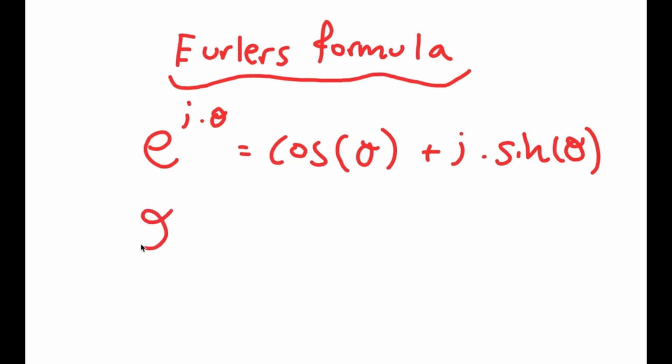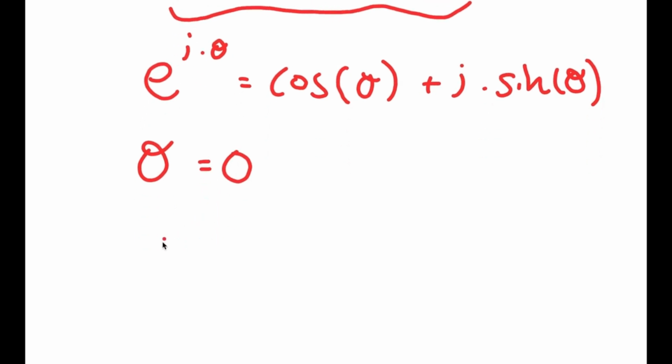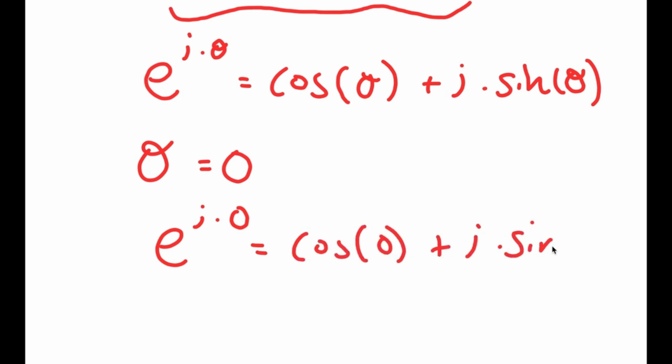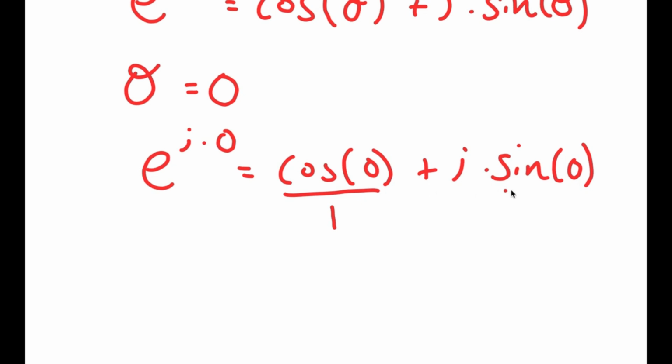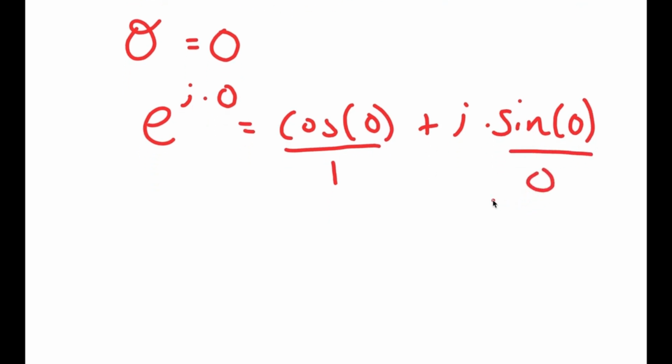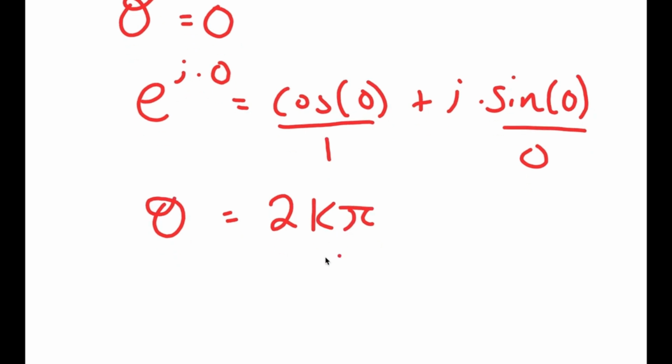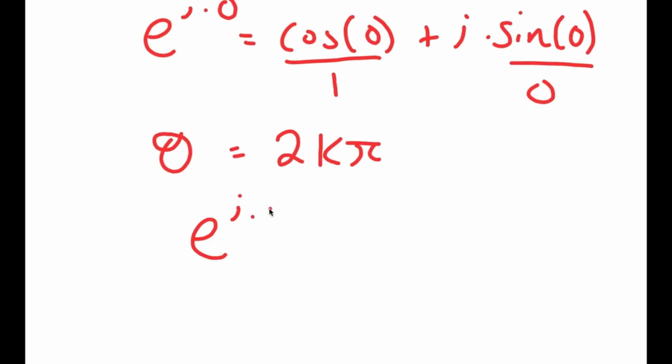So what if theta is equal to 0? Then this means that I get e to the power of i times 0 is equal to cosine of 0 plus i times sine of 0. And cosine of 0 is equal to 1, and sine of 0 is equal to 0. So I get theta is equal to 2k pi. Now, if this is true, then e to the power of i times 2k pi is equal to 1.